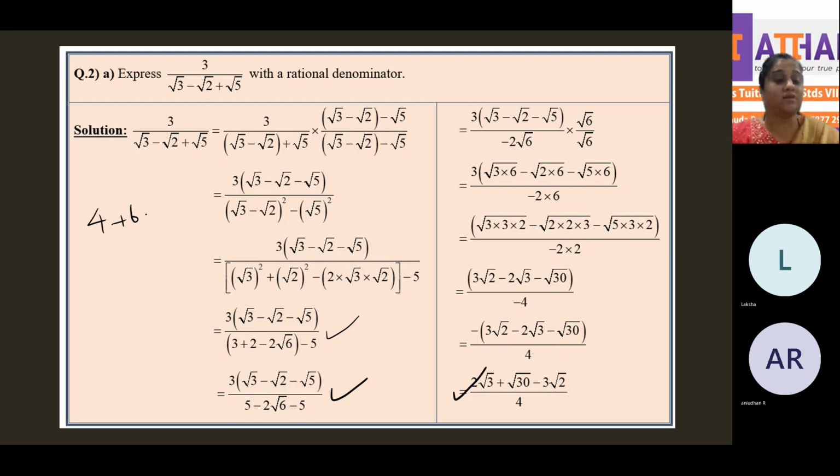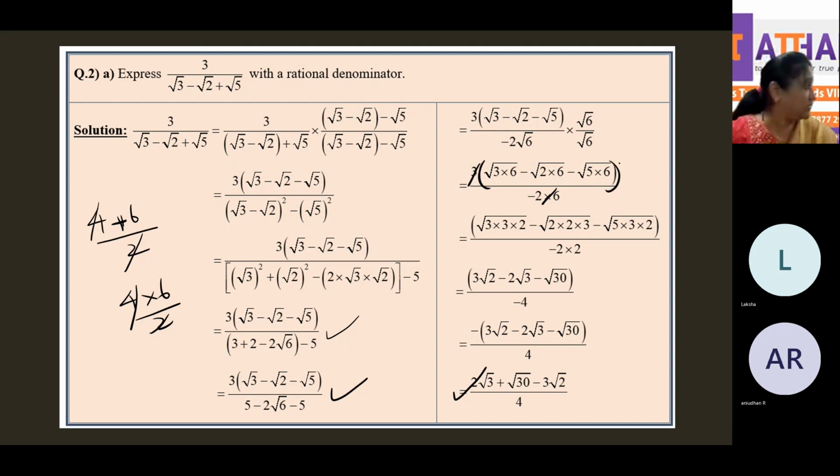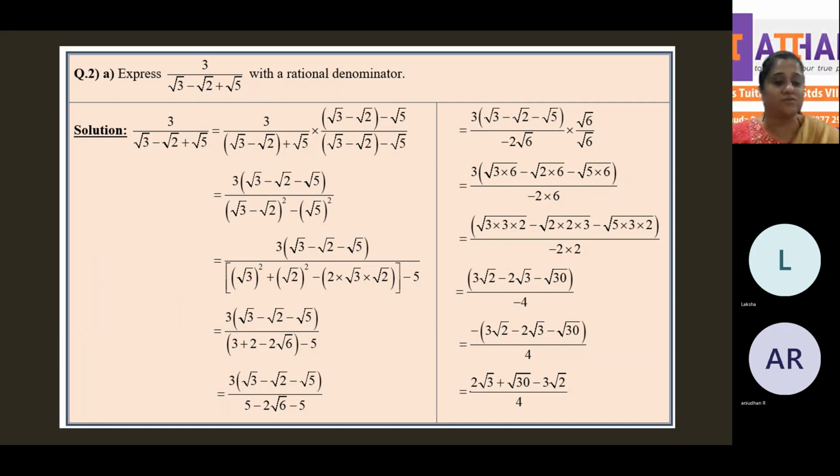Supposing 4 plus 6 by 2, can you cancel 2 and 4? You cannot cancel, because when the connection is plus or minus, you cannot cancel like that. If it is 4 into 6 by 2, then you can cancel. Like here we cancelled 3 and 6 because it's multiplication. When it's multiplication, you can cancel. When the connectors are plus and minus, you cannot cancel 4 and 2. Why? Because the 4 is for all the terms, for this one and this one. So you can't cancel 4 with 2. When the signs are plus and minus in the middle, you cannot cancel.